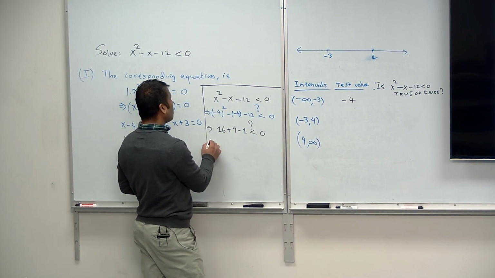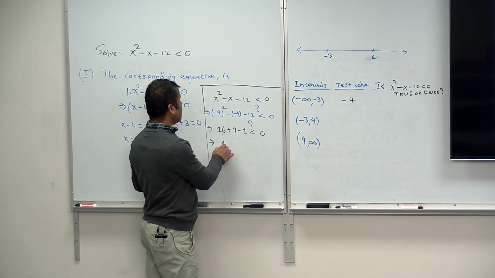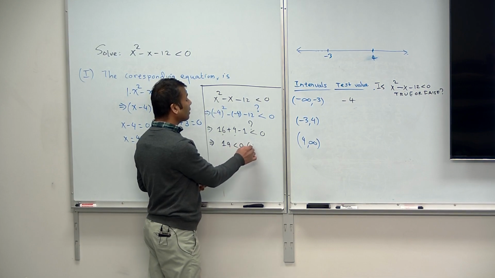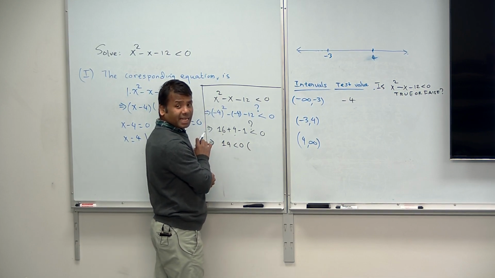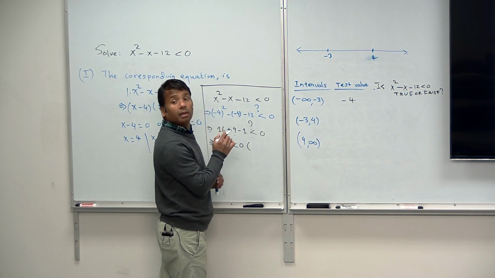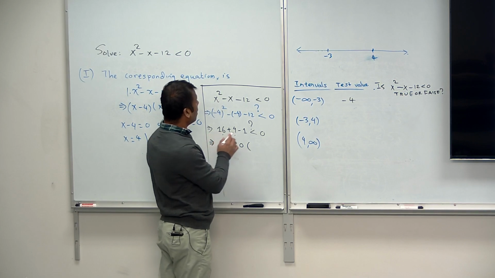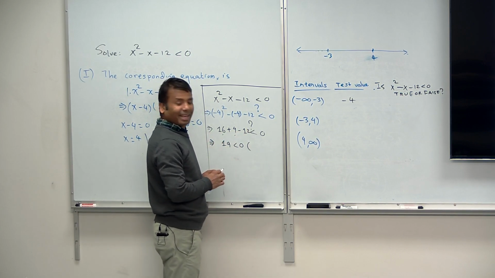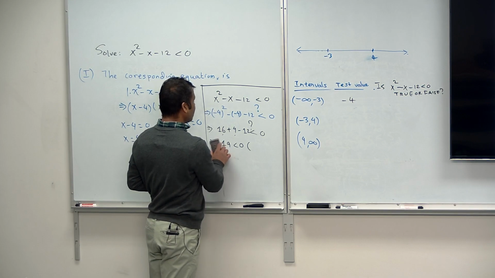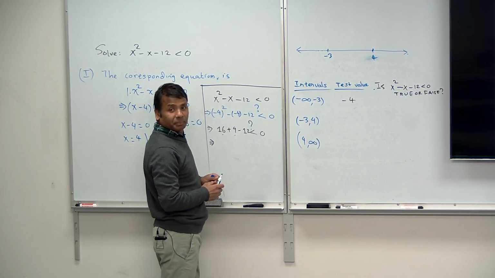So what is 16 plus 4? 20 minus 1? 19 less than 0. Is this true or false? Is 19 less than 0? Yes. How can you write down a -1 instead of -12? Oh, this is true. I missed that part. Thank you for pointing that out. Okay. Very nice catch.